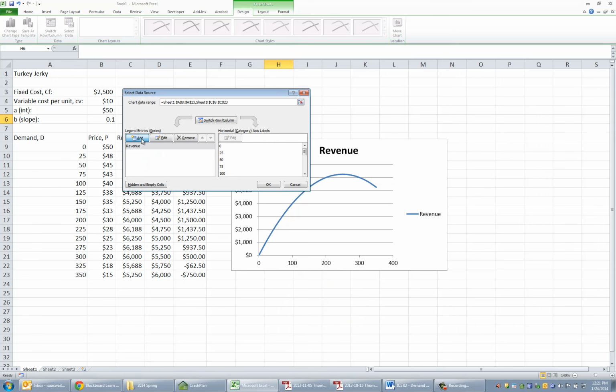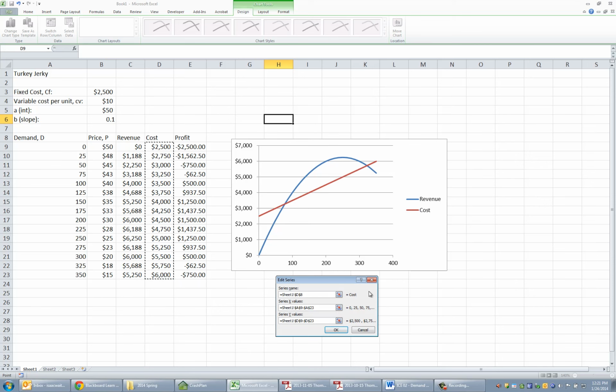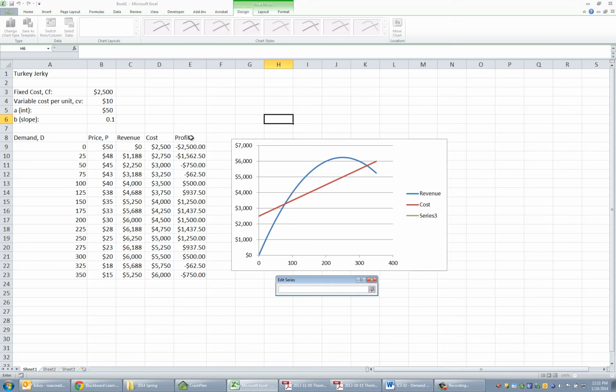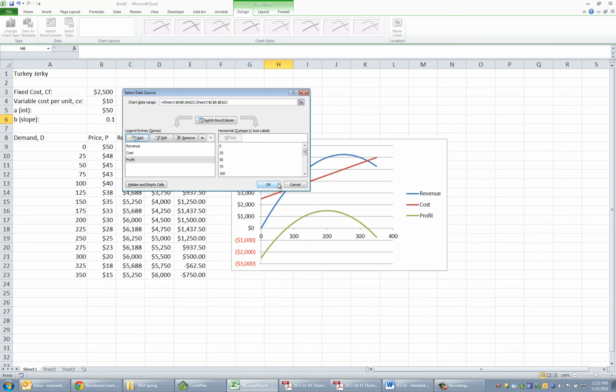So, okay, and I want to also add another series. This one's going to be cost. And we'll have the X range and the Y range for cost. And add profit, the X and Y for profit. Okay, so we're back to where we were when Excel automatically had created it, but at least we got the demonstration of how to set it up if Excel doesn't get things quite right.